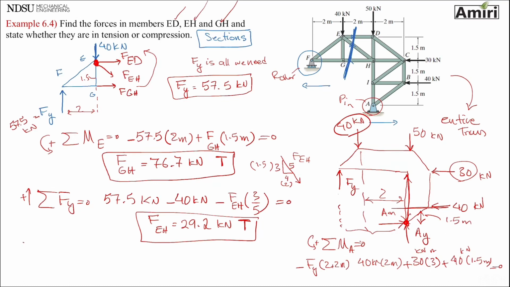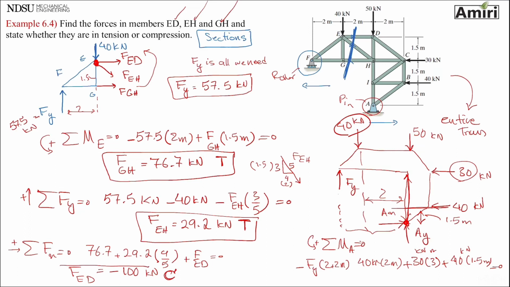And the last equation that I have is summation of forces in X equals 0. That means 76.7 plus 29.2, I'm going a little bit faster, times 4/5 plus FED equals 0. FED is going to be minus 100 kilonewton, and that means it is compression.